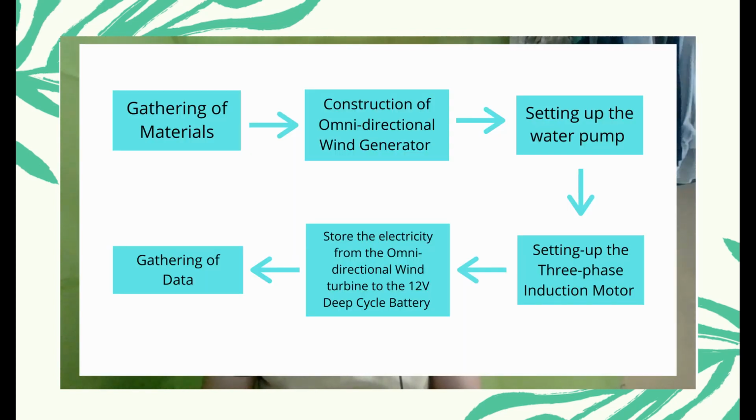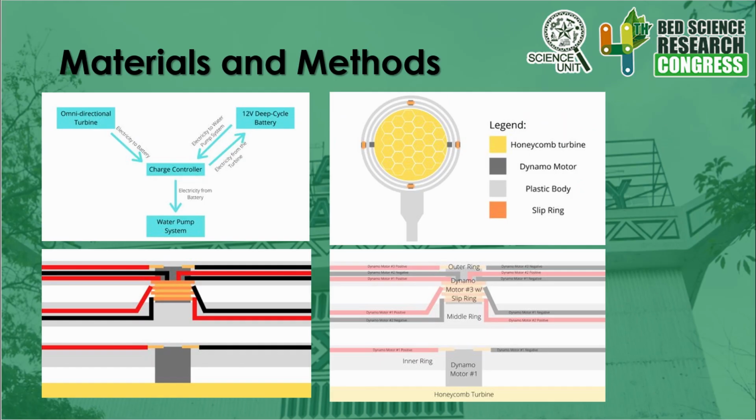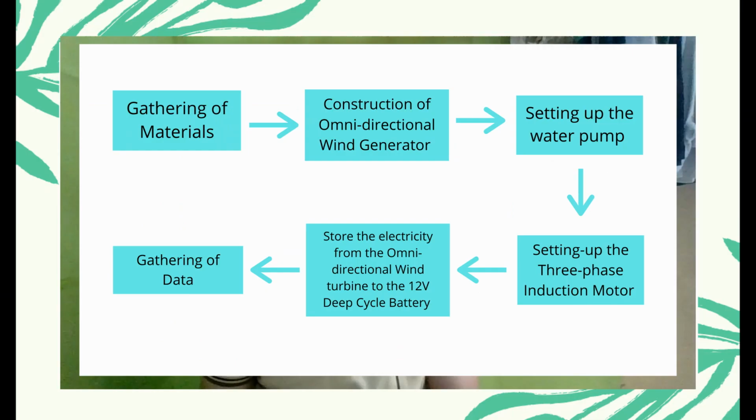There are 6 steps that the researchers need to do in order to successfully do the project. First is the gathering of the materials. In this experiment, it is essential that we have all the materials in order to do the experiment. Second, construction of the omnidirectional wind turbine. This is when the researchers create the 4 vital parts of the wind generator: the generator, the nozzle, the tower, and the blades.